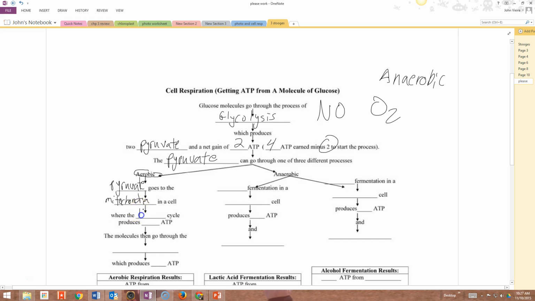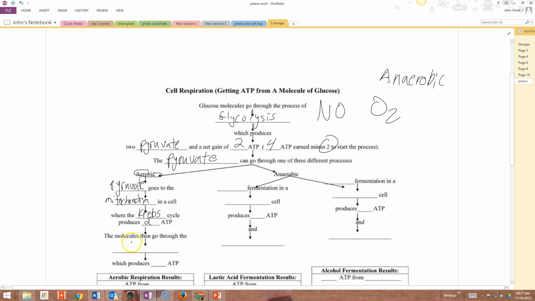Where the blank cycle produces, who do I want to pick on? Produces the blank cycle. Princess, how many ATP? How many did the Krebs cycle make? ETC made 36. 2.